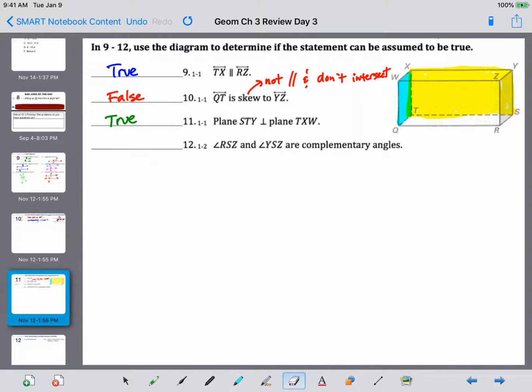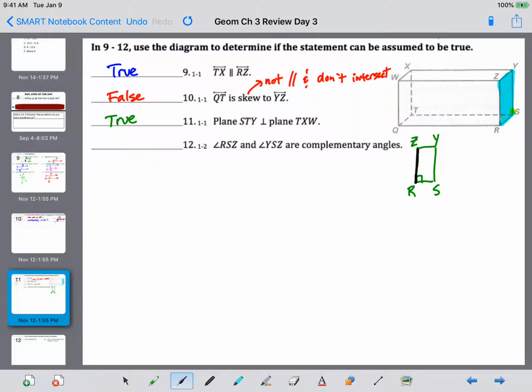Okay. All right, let's get rid of this. And number 12, we have angle RSZ. So here's R, here's S, here's Z, and YSZ. YSZ is here. So we're actually looking at the left side face, or the right side face of this box. So if we were looking at this straight on, it would look like a rectangle. Here's R, here's S, here's Y, and here's Z. And again, since I told you guys this was a rectangular prism, you can assume that those are all right angles in that rectangle.